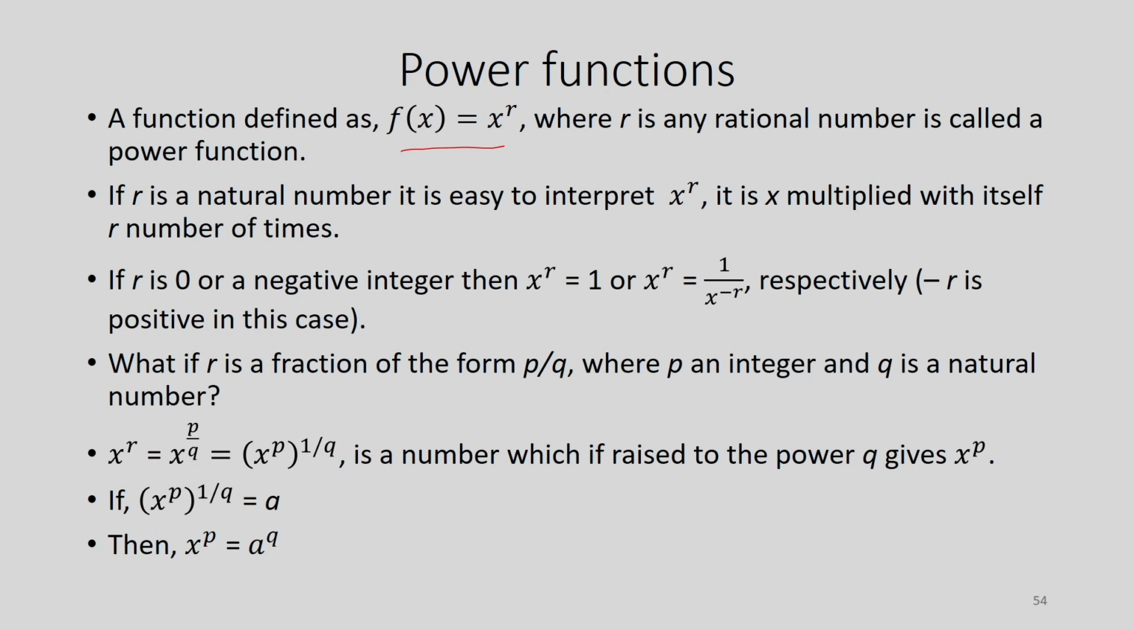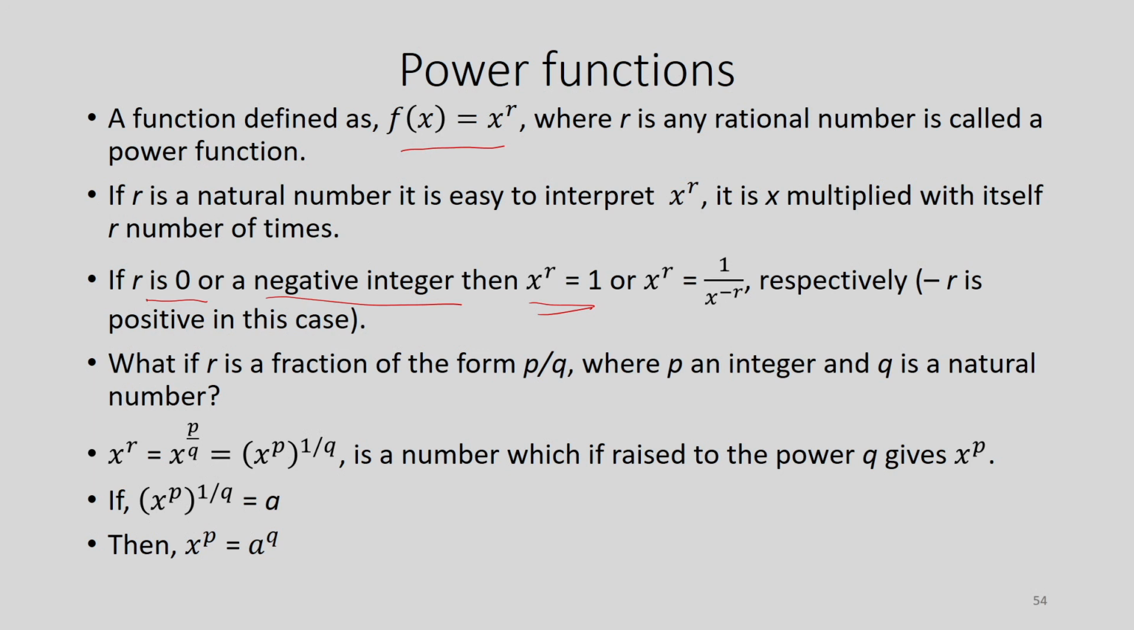So, as long as r is a natural number, there is no problem of interpreting x to the power r. But if r is 0 or a negative integer, then what happens? If r is equal to 0, then again it is not very difficult, x to the power 0, we know, is equal to 1.